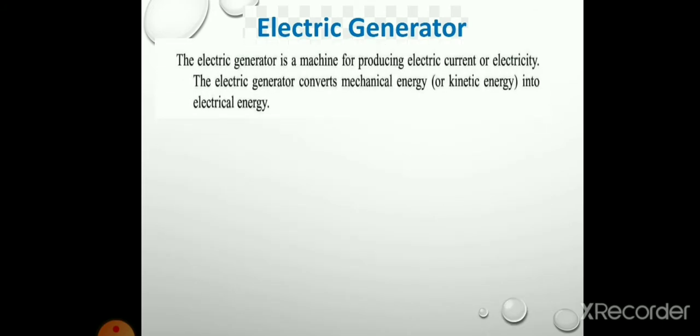Dear students, now let us continue the topic magnetic effect of electric current. In that, let us study the concept electric generator. What is an electric generator? It is a device which converts mechanical energy into electrical energy. So, the electric generator is a machine for producing electric current. So it converts mechanical energy into electrical energy.